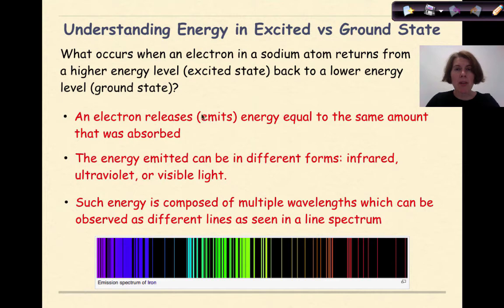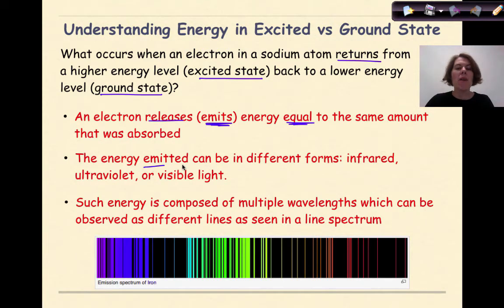Now, let's talk about the opposite direction. What occurs when an electron in a sodium atom returns from a higher energy level, the excited state, back down to a lower energy level or ground state? What's happening when that electron goes from the excited state back down to ground state? Again, a couple of things are going to happen. An electron releases or emits, which is a good vocabulary word to know, energy equal to the amount that was absorbed. So the amount of energy that I put in to excite that electron is now going to be released as it goes back down to ground state.